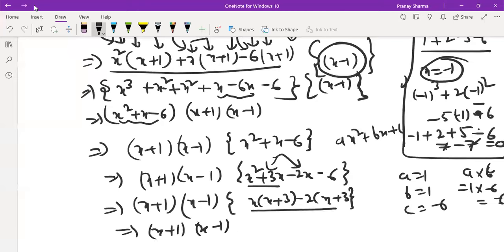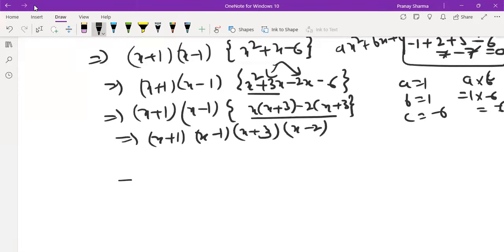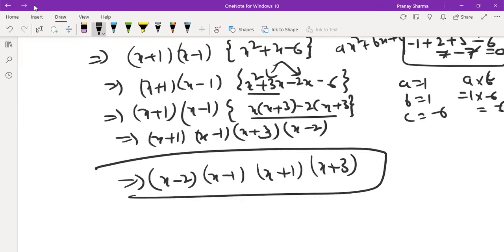If you scan it from left to right, x plus 3 is one such factor. All right. And x minus 2 is one such factor. So that means this will be x minus 2, x minus 1, x plus 1, and x plus 3. So these are the factors. Right, people? So I hope I have answered your question, although this is a very short video, but yes, I have solved a few questions that I got in my DM.